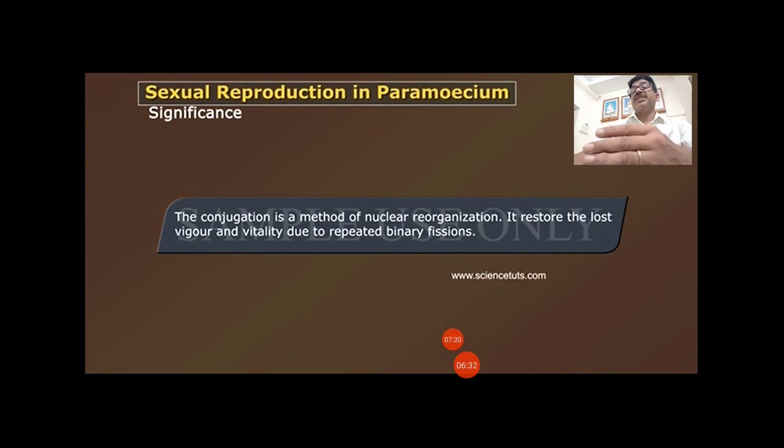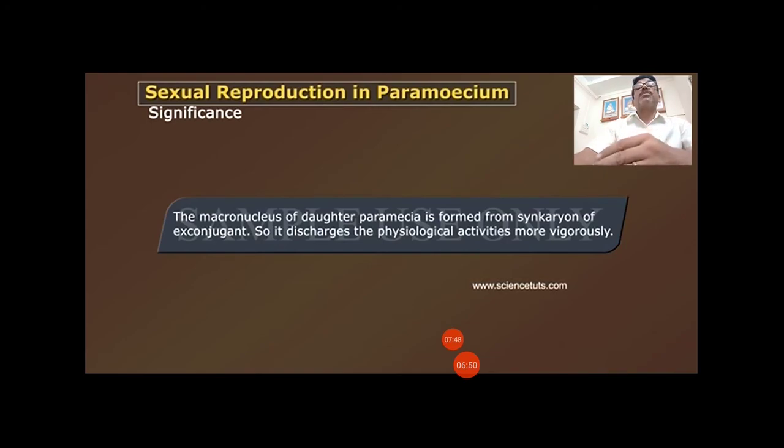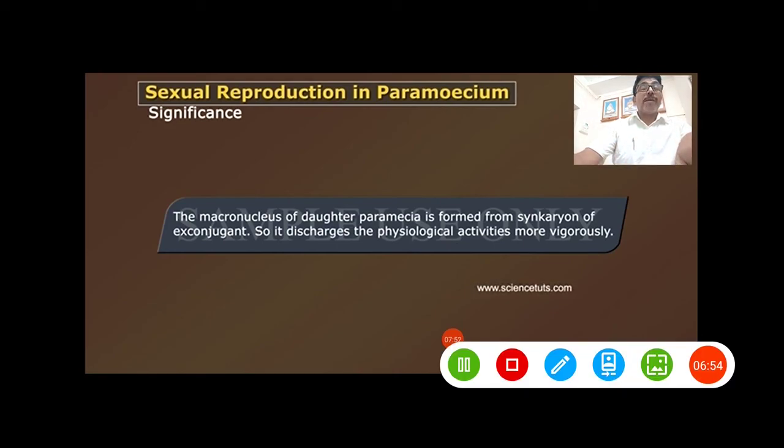Significance: conjugation is a method of nuclear reorganization. It restores the lost vigor and vitality due to repeated binary fission. Significance 2: the macronucleus of the daughter Paramoecium is formed from the Synkaryon of the exconjugant, so it discharges the physiological activities more vigorously.